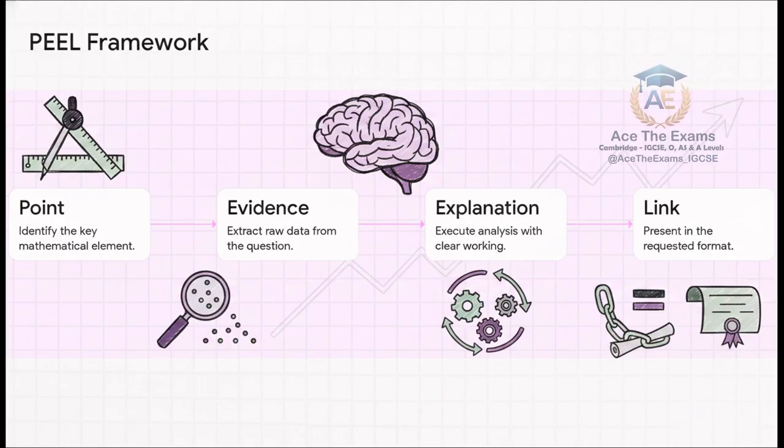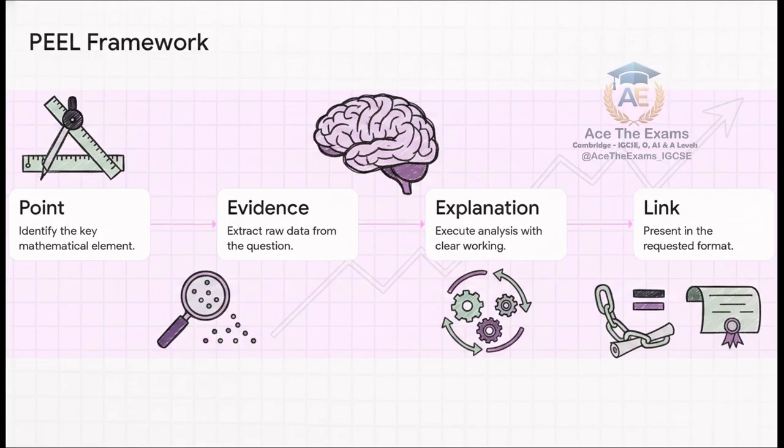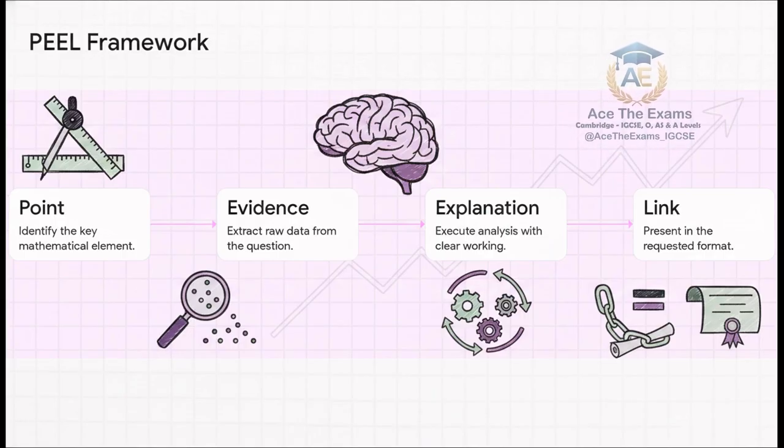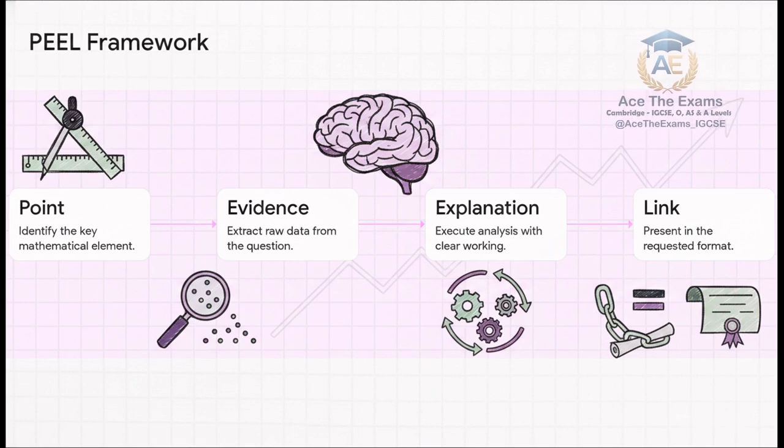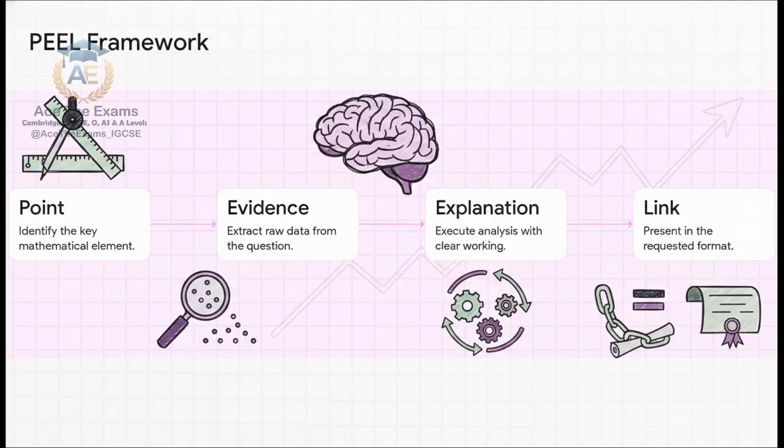In a complex straight-line problem, your point is identifying the key mathematical element. For instance, clearly stating that the gradient of a perpendicular line must be the negative reciprocal of the tangent. Your evidence is the raw data you extract from the question, the specific coordinates you are substituting. Your explanation is the actual execution of the analysis, your clear step-by-step working. And finally, the link. This is where 80% of students fail. You must link your final equation back to the original context of the question, presenting it in the exact format they requested. Let's see how this actually translates into a strict, repeatable mathematical procedure.